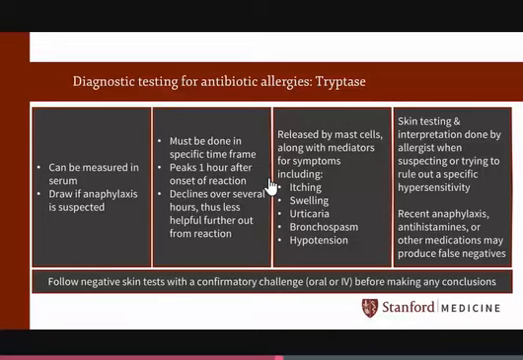For retrospective evaluations, skin testing can be placed and interpreted by an allergist and can be done with several antibiotics, primarily when suspecting or trying to rule out an immediate type hypersensitivity. Recent anaphylaxis, antihistamines, and some other medications may produce false negatives. And negative skin testing must be followed by a confirmatory challenge, either oral or IV, to make any conclusions.